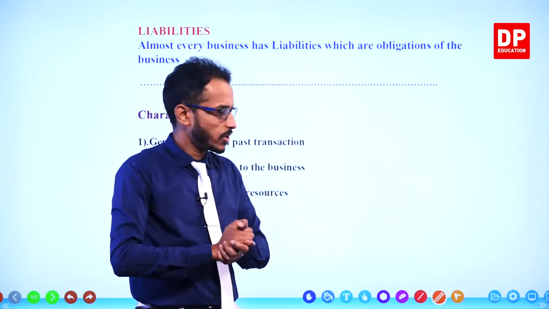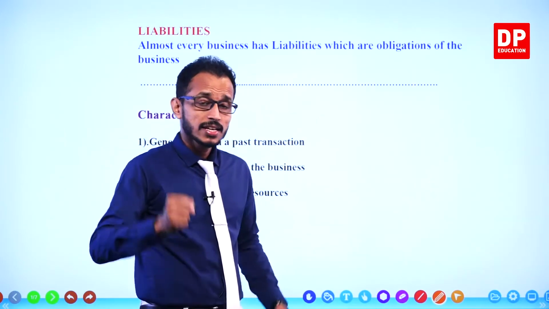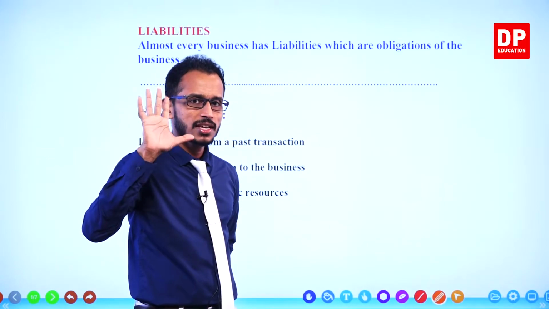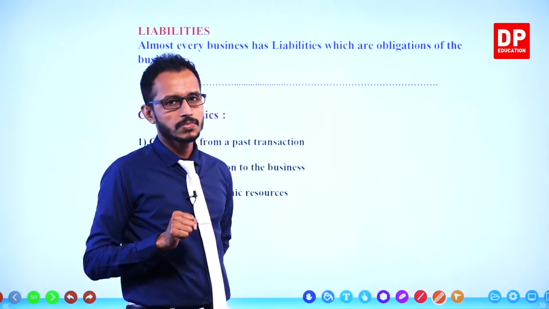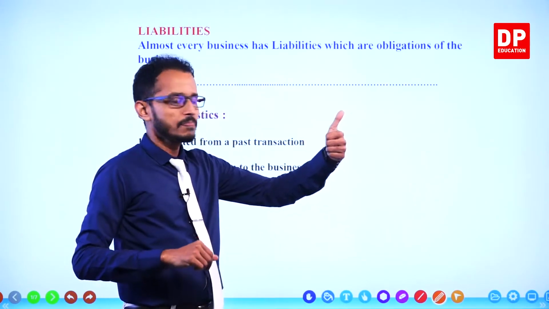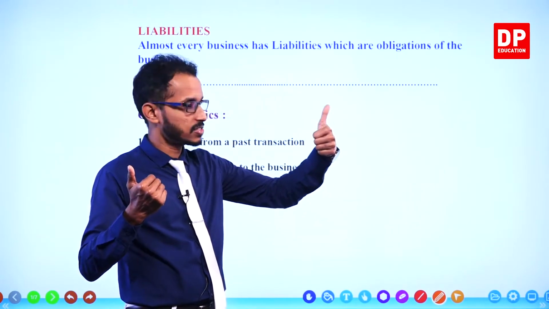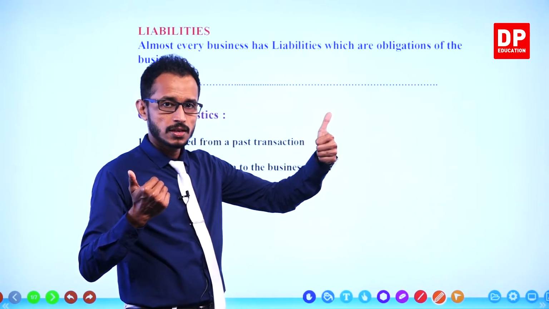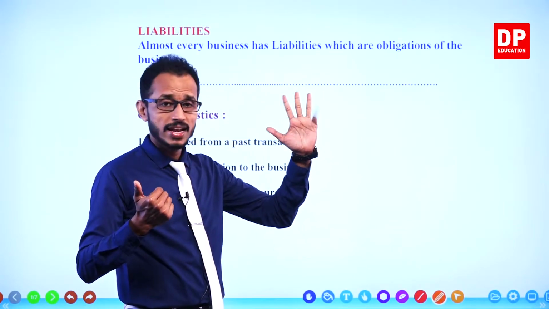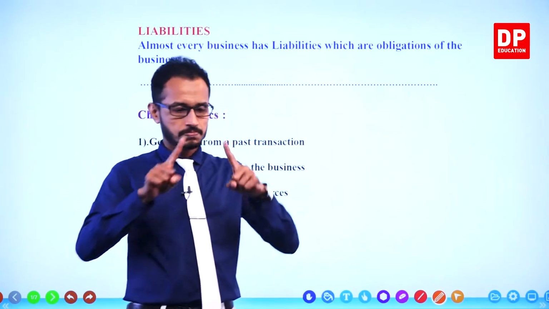Right? Okay, good. Children, then I taught you that there are 5 main elements in the accounting process. Name them. Assets. Okay, assets. Then liabilities. Good. Capital. Income and expenses. Right.